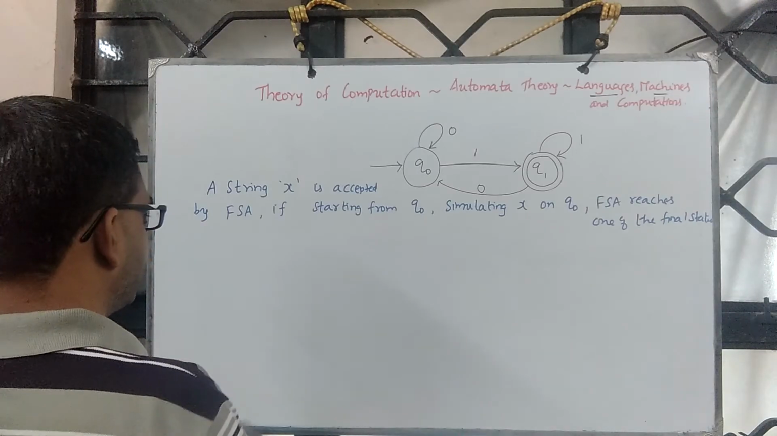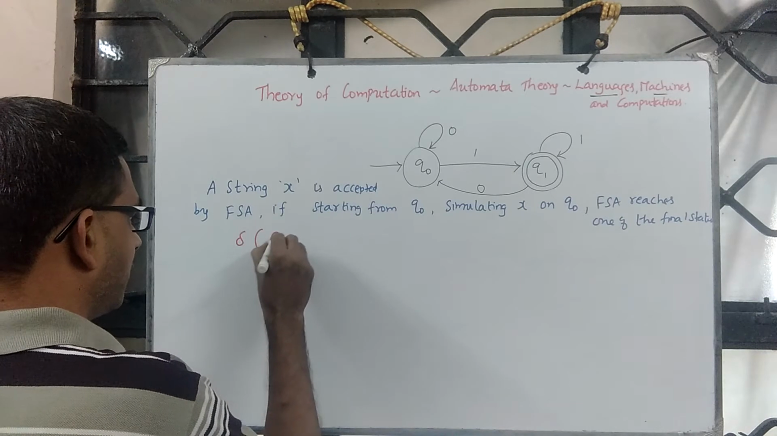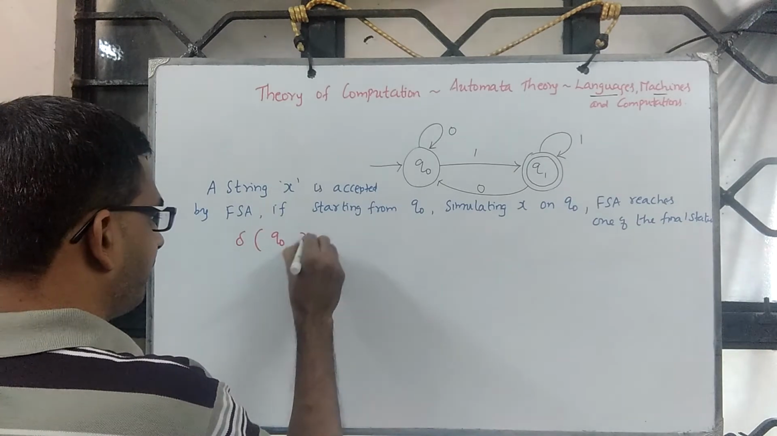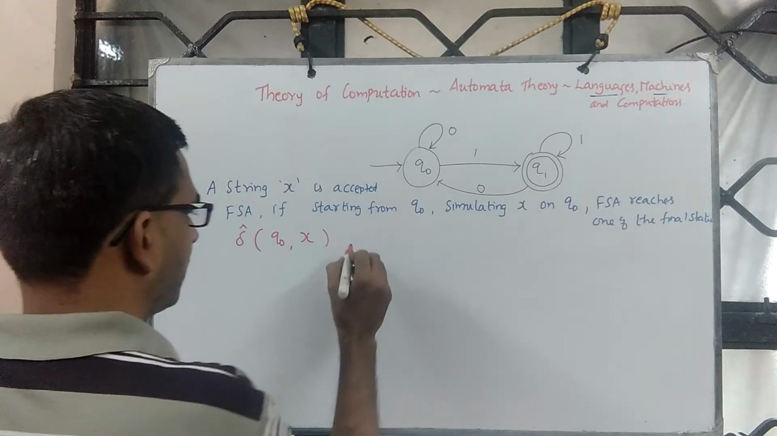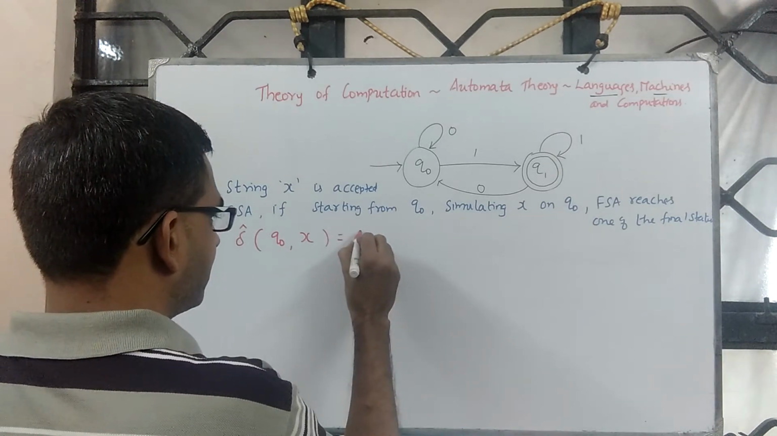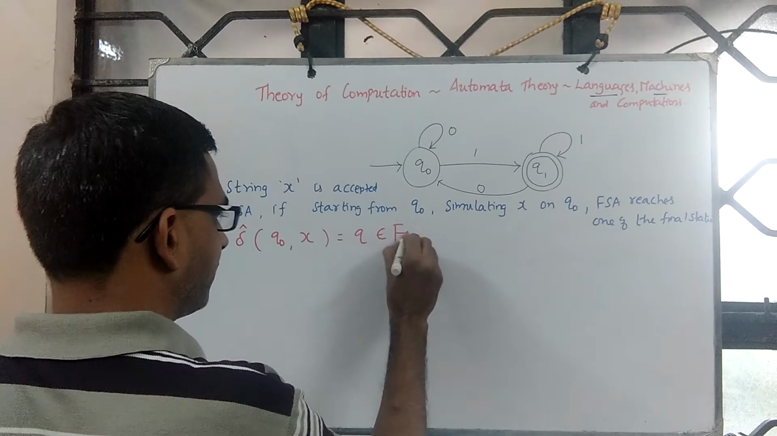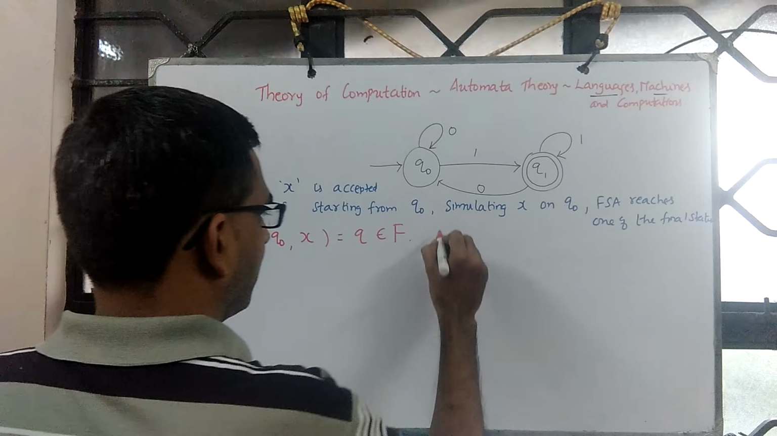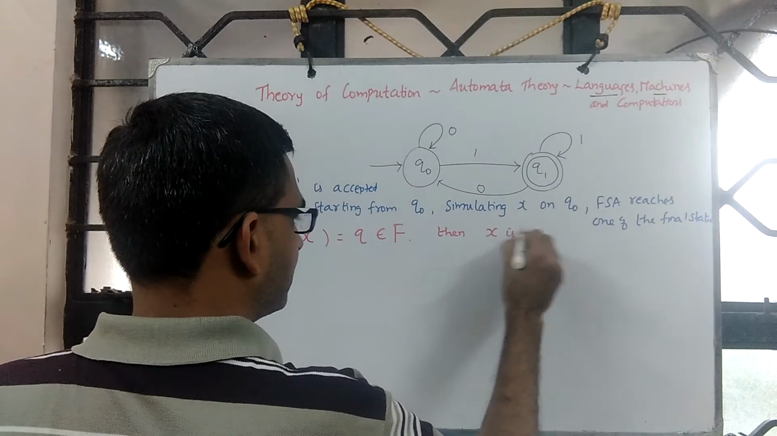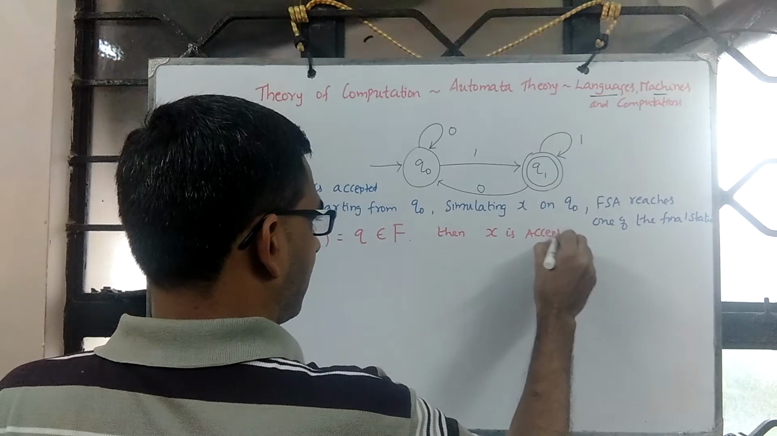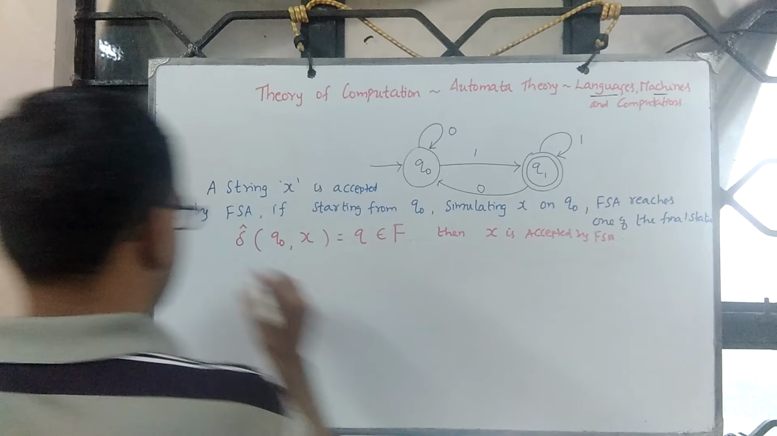How do you formally describe this? Delta of q naught comma string. It is a string, so let me use delta cap. It reaches some state q which belongs to the set of final states, and if this is the case, then x is accepted by the FSA.